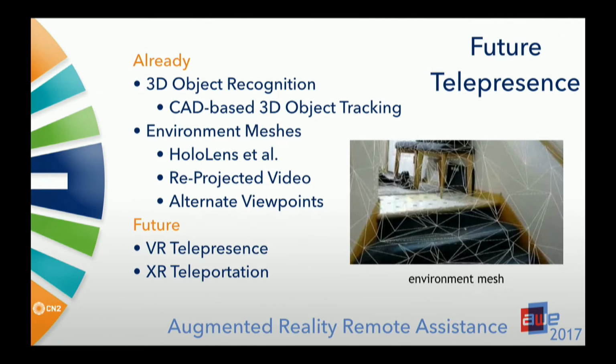Another interesting thing to think about is that these tracking solutions like HoloLens are generating environment meshes. And with these environment meshes, you can reproject the video onto them, and this can allow the SME basically to manipulate their viewpoint into the scene so that they're not dependent on where you're looking from. They can zoom in, turn, twist, and look from different viewpoints.